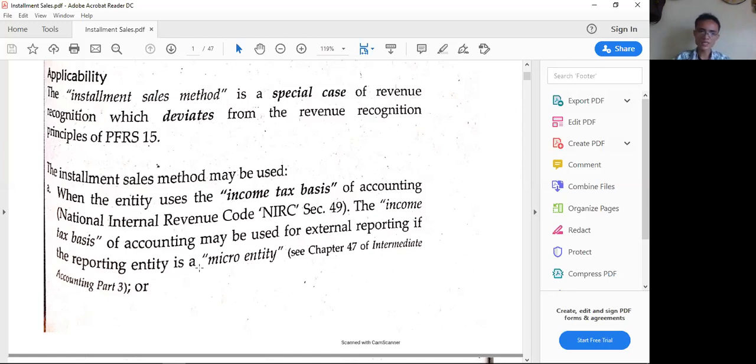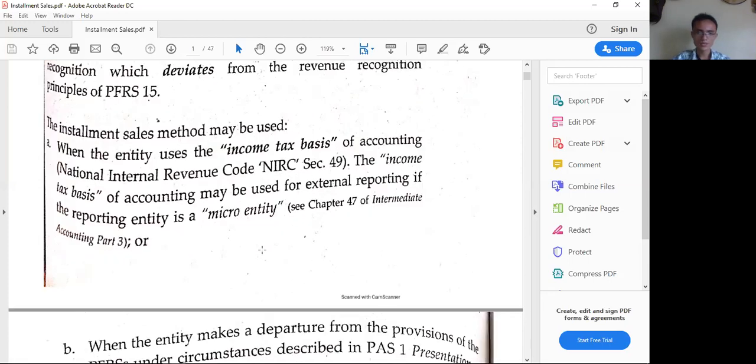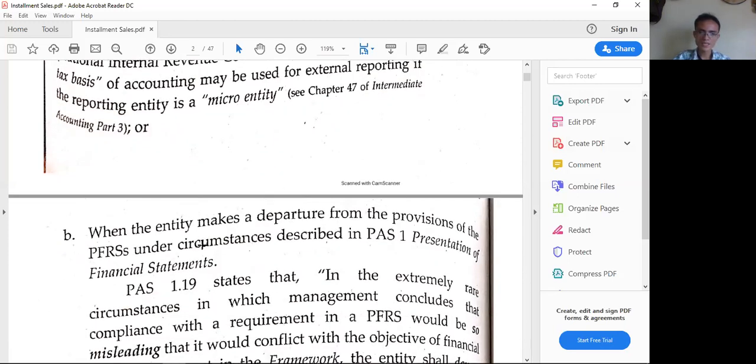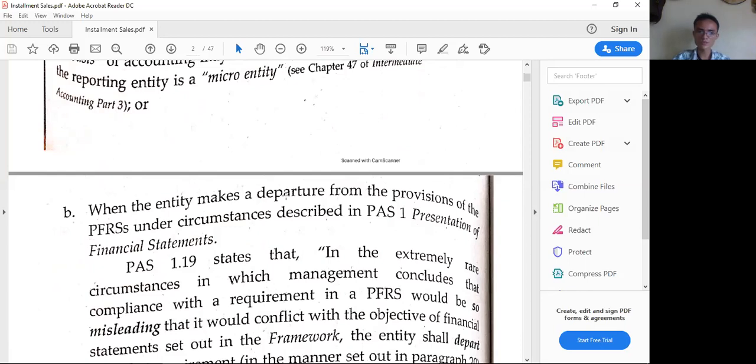So this is allowed if the reporting entity is a micro entity, because there is no specific accounting treatment required for a micro entity. These are entities whose assets are lower than 3 million pesos. The size test will be discussed further in other accounting subjects. Letter B, when this is a departure from provisions of PFRSs, which we will really tackle here. But when is this allowed? That is a question that we are going to deal with.